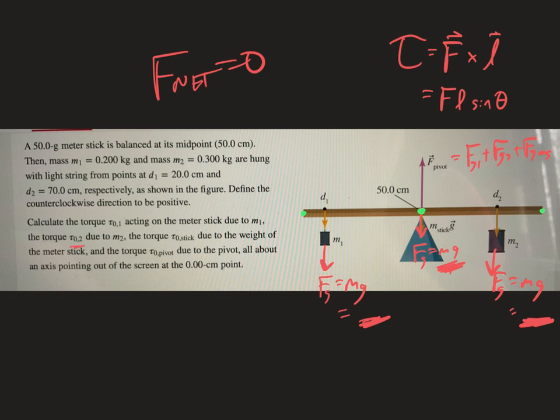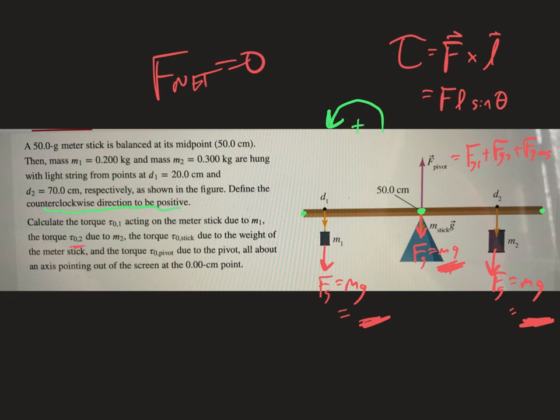But let's double check. It also says that we're choosing the counterclockwise direction to be positive, which means that any forces or torques that make it want to turn to the opposite direction of a clock. So in this case, it would be like spinning in the direction of that arrow is plus.